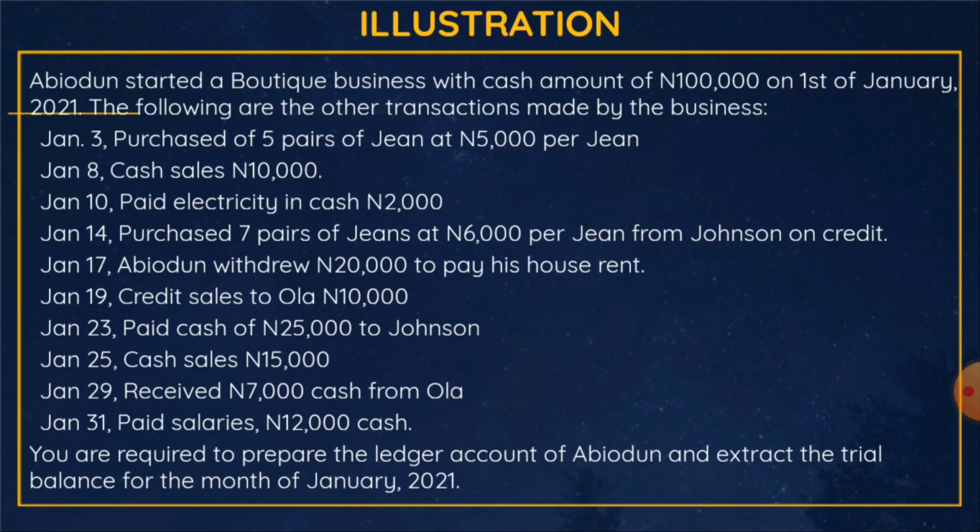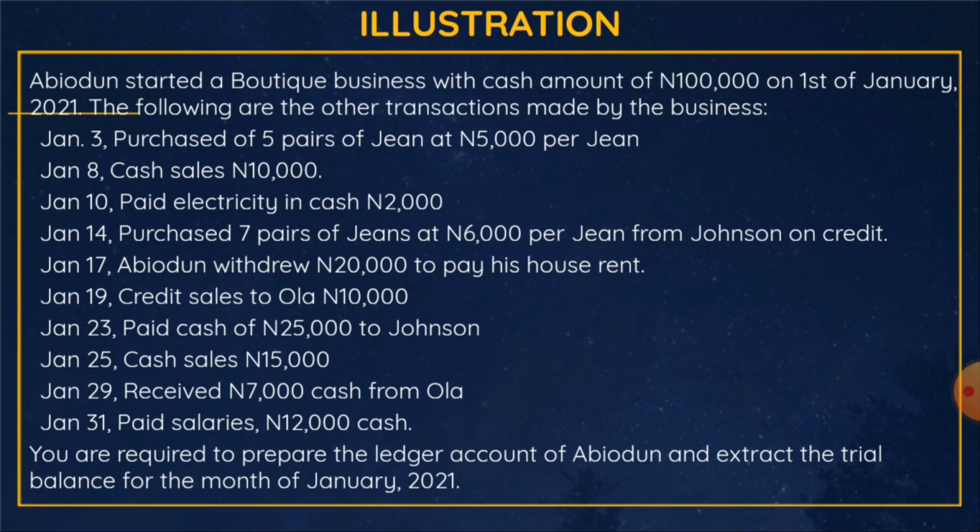Abiodun started a boutique business with cash amount of 100,000 naira on 1st of January 2021. The following are the other transactions made by the business. On January 3rd, purchased 5 pairs of jeans at 5,000 naira per jean. On January 8th, cash sales 10,000 naira. January 10th, paid electricity cash 2,000 naira. On January 14th, purchased 7 pairs of jeans at 6,000 naira per jean from Johnson on credit.